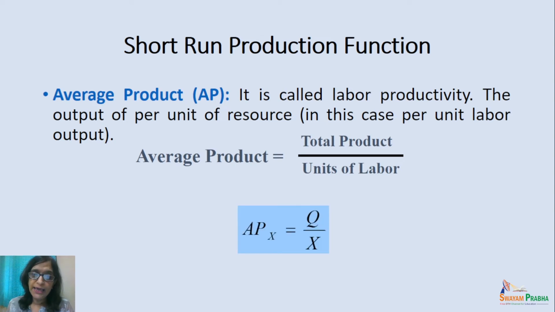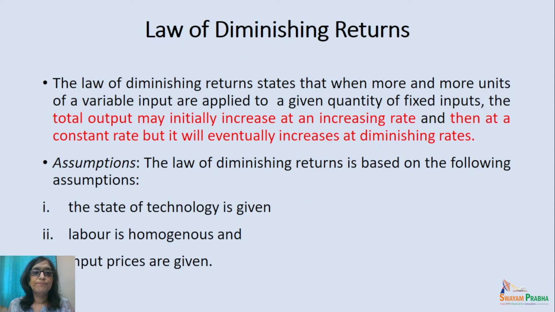So if X is your variable factor of production, then Q divided by X, where Q is the total product divided by the number of X that we have employed to produce that Q, will give us the average product. So three types of products we have discussed in short run: total product, average product, and marginal product.